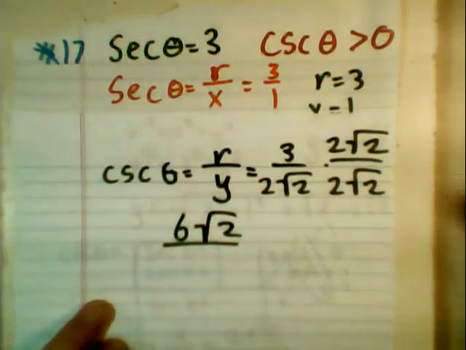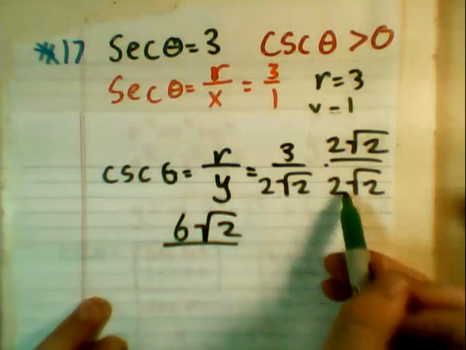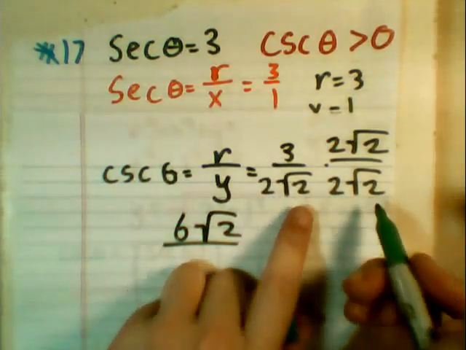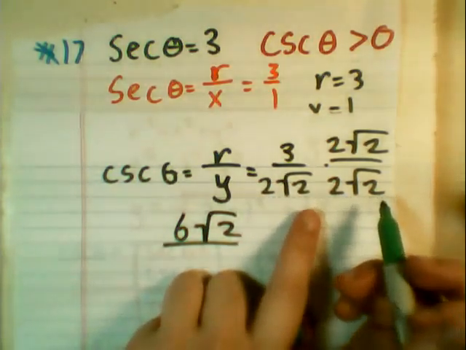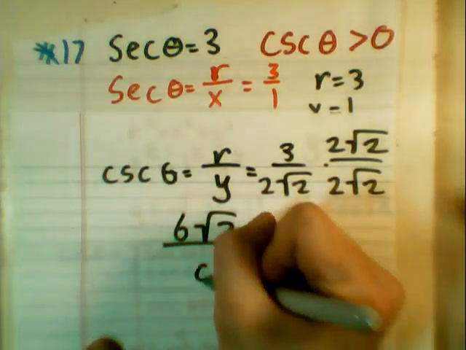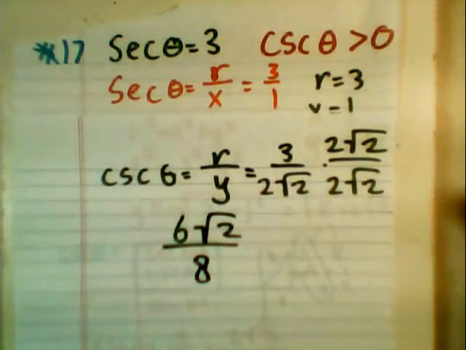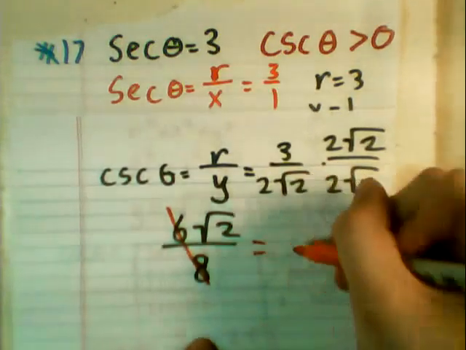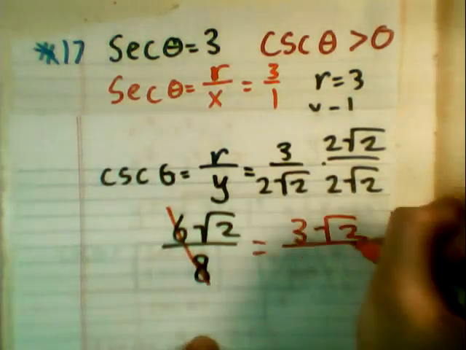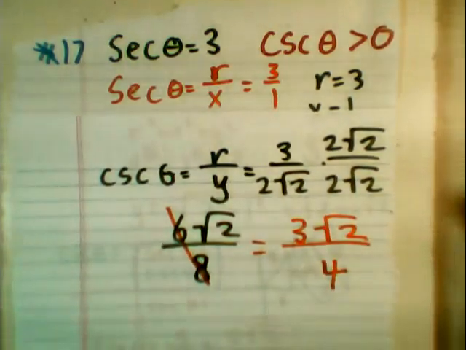And then when we multiply the bottom, we multiply the 2's. 2 times 2 is 4. But then we take what's in the square root, we multiply that. So 4 times 2, 8. Now let's go ahead and reduce that. And we get 3 square root 2 over 4. That's how you find all the other values.